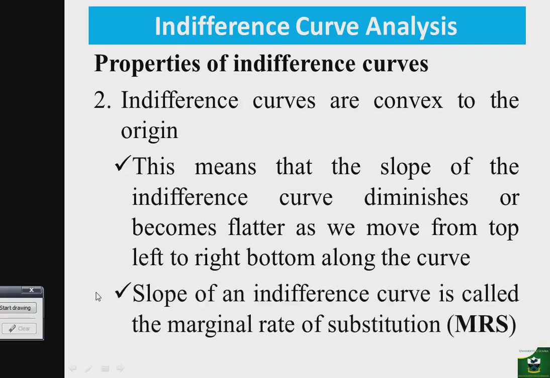Slope of an indifference curve is called the marginal rate of substitution, meaning we are looking at how much the consumer will be willing to give up in order to get some of the commodities and at what rate such an exchange is taking place. So we will look at the marginal rate of substitution after the properties and then we'll elaborate more on it.